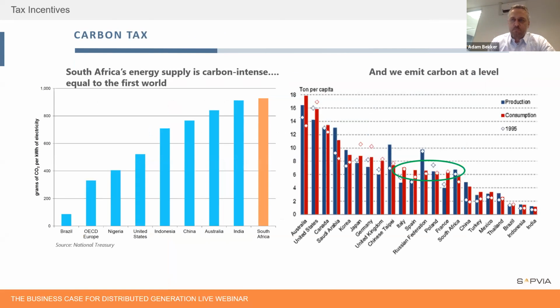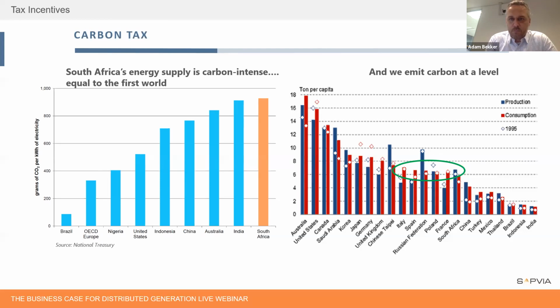The next big tax topic, which we find contributes significantly to the economic case for renewable energy and for PV, is carbon tax. What's interesting to note is how carbon intense Eskom's electricity generation is compared to other countries. In the first graph on the left, you can see that we're almost at a kilogram of CO2 per kilowatt hour of electricity, which I think is in fact the highest in the world.